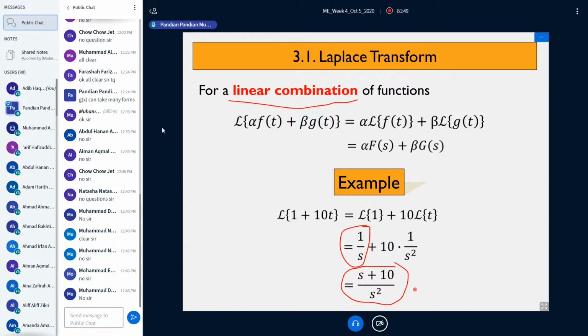So we are now in the s domain. We already transformed f(t) equals 1 plus 10t, or alpha f(t) plus beta g(t), two functions combined. This is in the t domain, so we transform into the s domain.